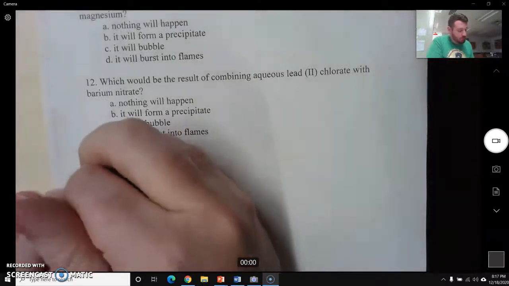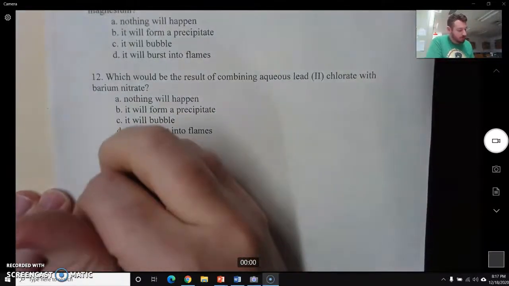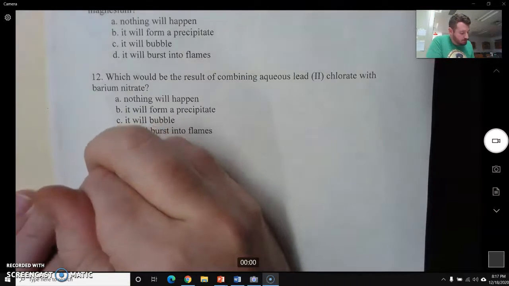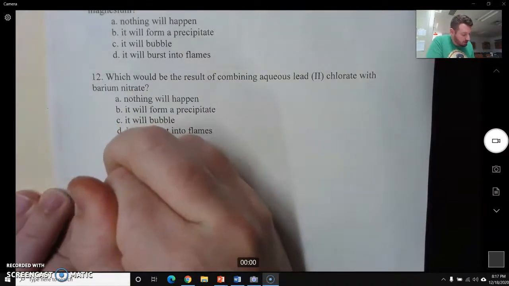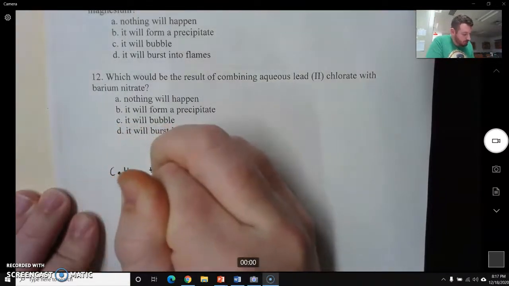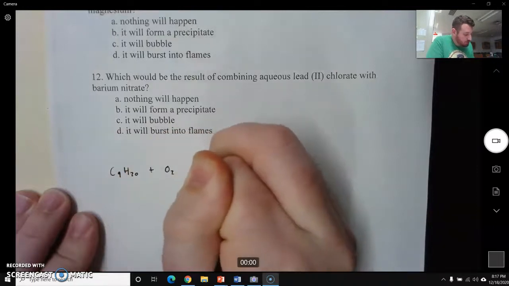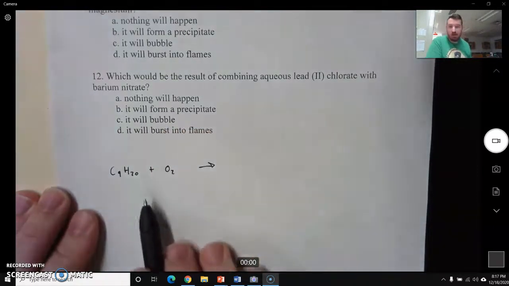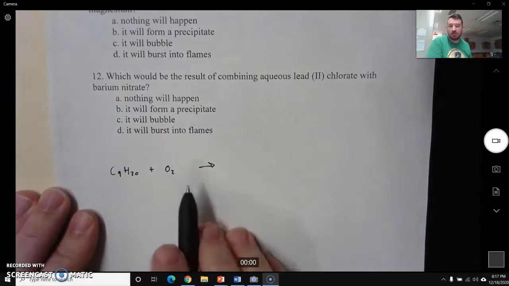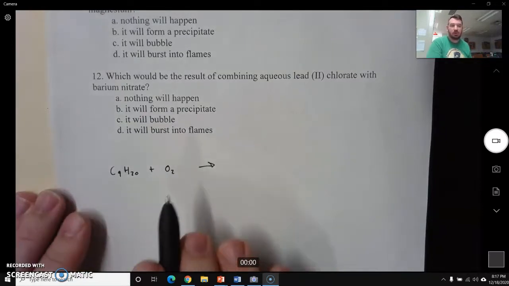Right, so we know this is a combustion reaction, so you don't need to identify it. But I'll give you the reactants: C9H20 plus O2. Take a second, pause the video.